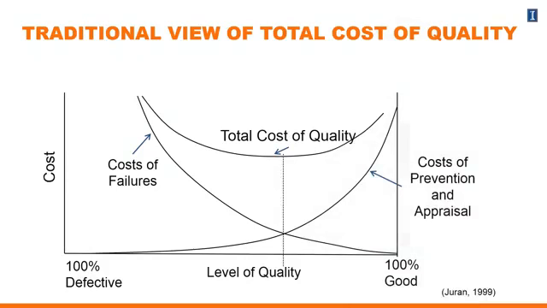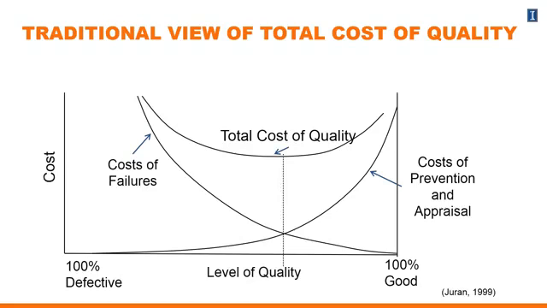So let's take a look at this picture that shows us the conventional way of thinking about costs of quality. What you have on the horizontal, on the x-axis, is level of quality going from 100% defective, which means 0% good, to 100% good, which means 0% defective. And on the y-axis, on the vertical, there is cost.